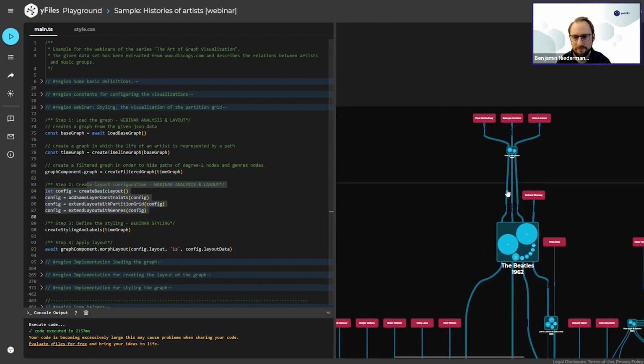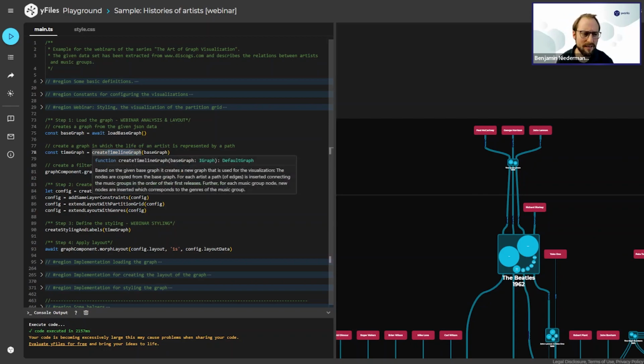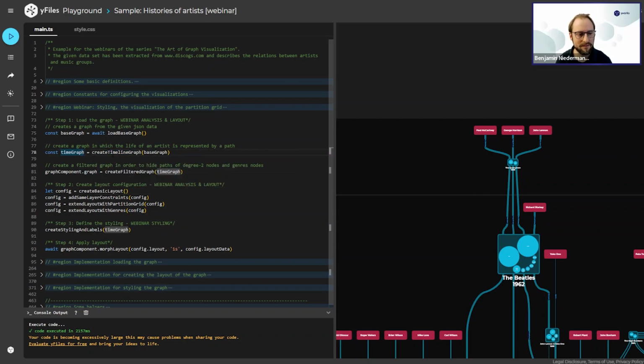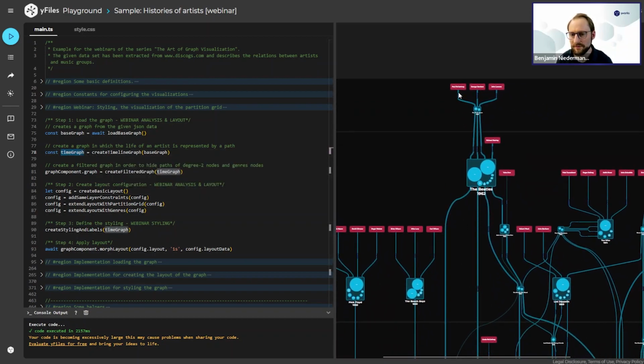Now I would like to show that we can create this step by step. What you can see here is basically that we have loaded this graph. This is the graph that I've also loaded in the other example. And then I've called it time graph. I'm not sure whether this is the best name, but basically this time graph is the graph that we actually would like to visualize.